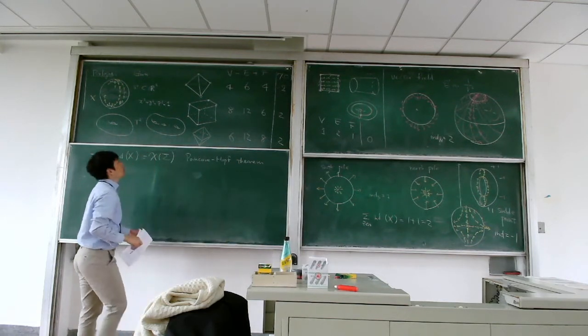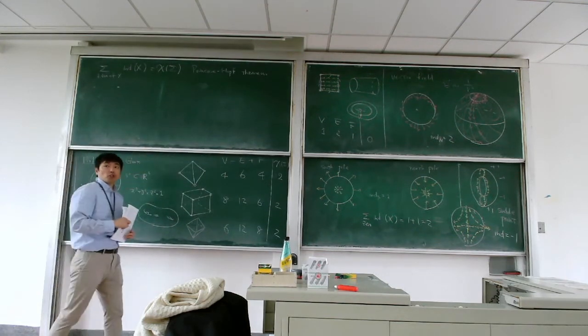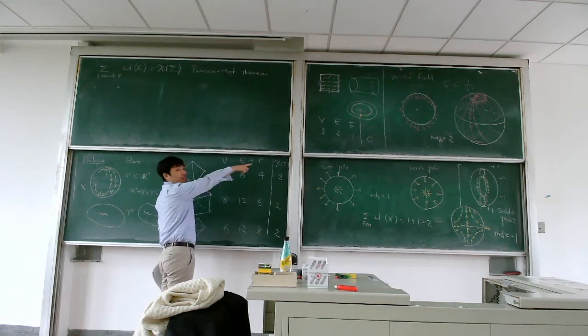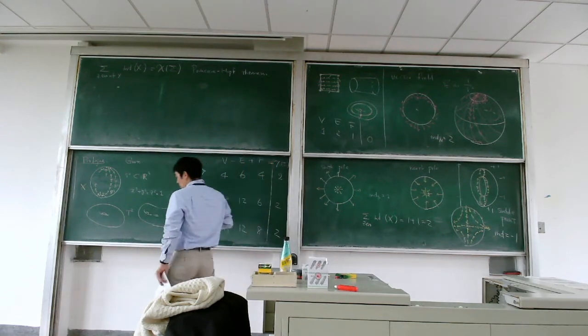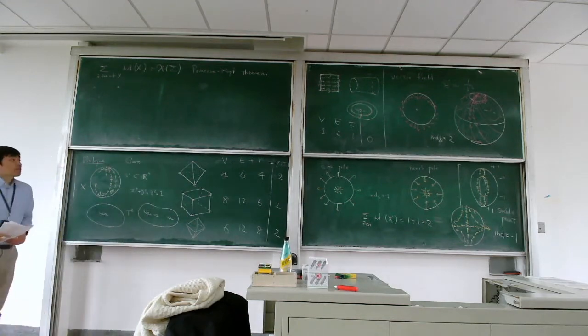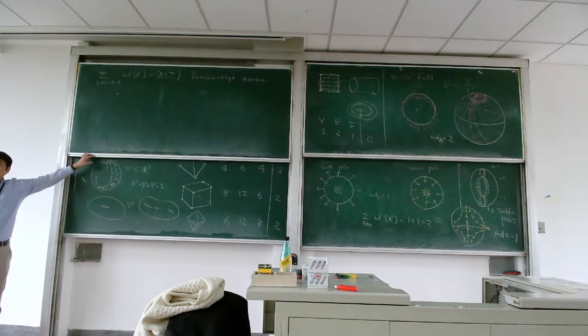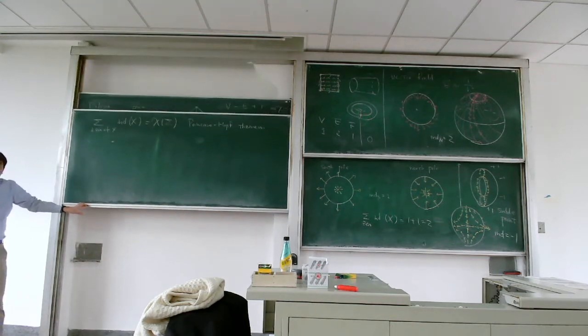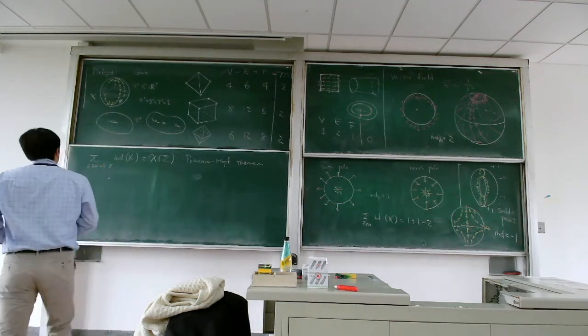So the first way, one approach to the Euler characteristic, is V minus E plus F. This is the Euler characteristic. Another approach is to just look at the vector field on the surface.